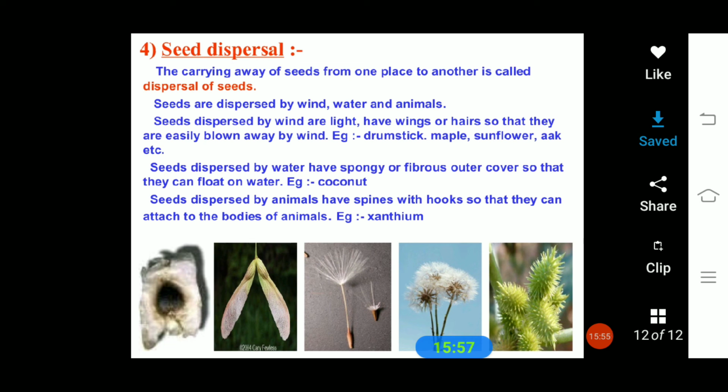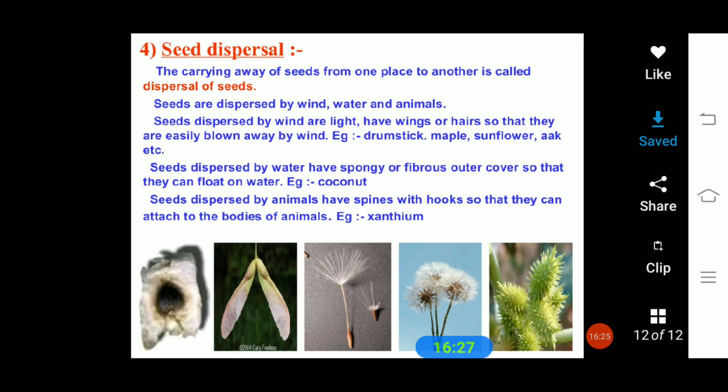Seeds dispersed by water have a spongy or fibrous outer cover so that they can float on water. For example, coconut. And seeds dispersed by animals have spines with hooks so that they can attach to the bodies of animals. For example, Xanthium. So this is about seed dispersal.